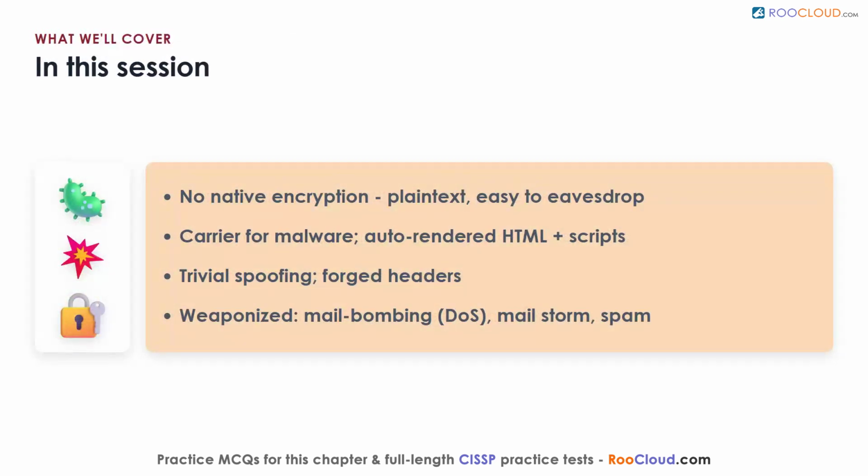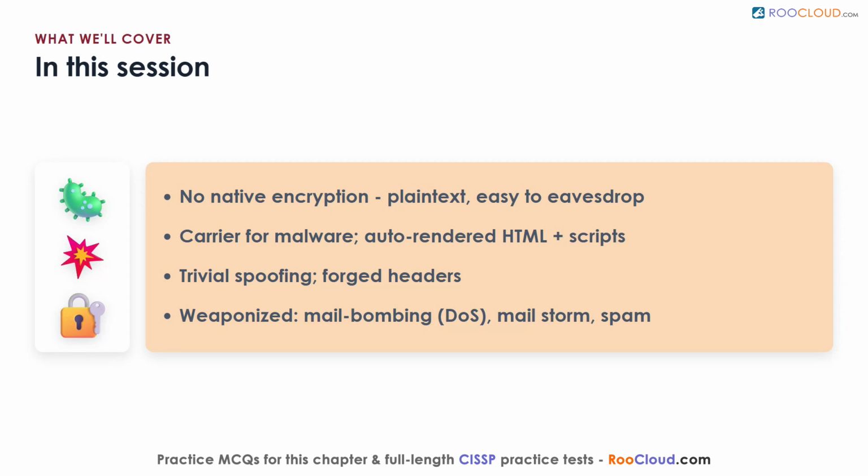What weaknesses come baked into email? The core protocols carry no native encryption, so messages usually travel as plain text, wide open to interception and eavesdropping. Email is a favorite carrier for viruses, worms, and malicious code, especially when clients auto-render HTML and scripts hidden in a message. Source verification is almost non-existent, so spoofing a sender address is trivial and headers can be forged in transit. Email can even become a weapon.